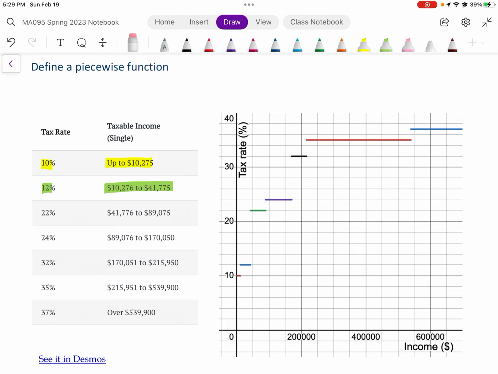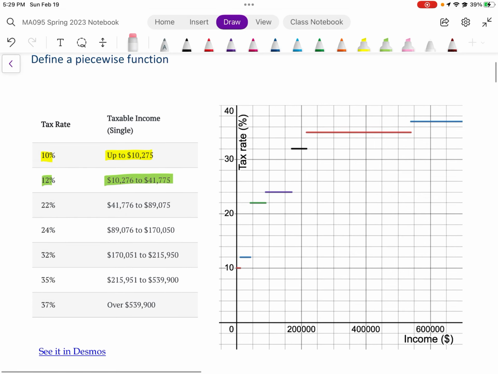Okay, so in other words, from one part of the domain, and remember, this is the domain right here. That is the domain. So from one part of the domain to the next, we have this function. From the next part of the domain to the next, which is 10,000 to about 42,000, we have a function that looks like that. Okay, so that's a piecewise function.